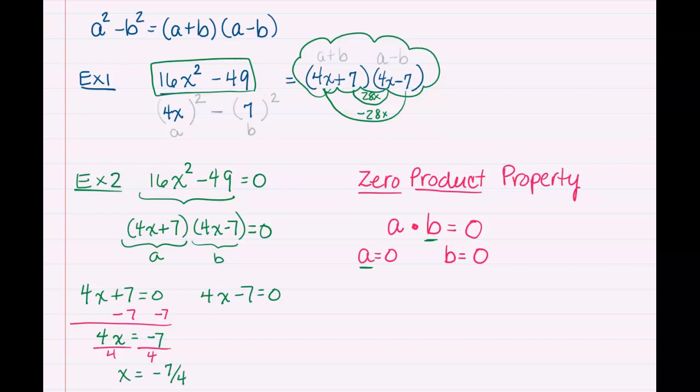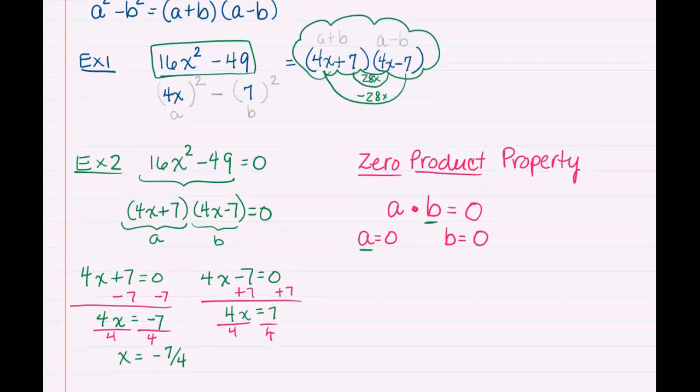We're going to do the same thing on the other equation. We're going to add 7 to both sides, and we're going to find that we get 4x is equal to 7. We're going to divide both sides by 4, and we're going to find that x is equal to positive 7 over 4. So our solution set for this equation is two answers, negative 7 over 4 and positive 7 over 4.